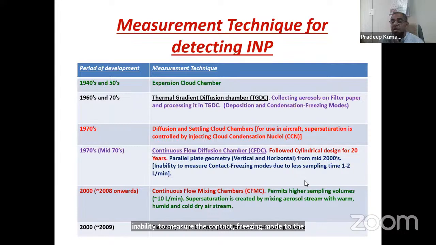Then from 2008 onwards, the continuous flow mixing chambers came. This permits a higher sampling volume because in these ones, you could only sample about 1 to 2 liters per minute of the air. But whereas here, you could sample up to about 10 liters per minute. And here, supersaturation is created by mixing aerosol stream with warm, humid, cold air. And then in 2009, an electrodynamic balance was designed for contact freezing. So this is the timeline of the development of different detection techniques for ice nucleating particles that were developed.